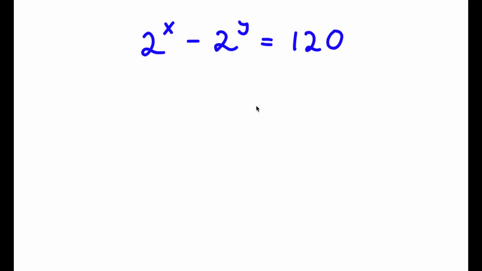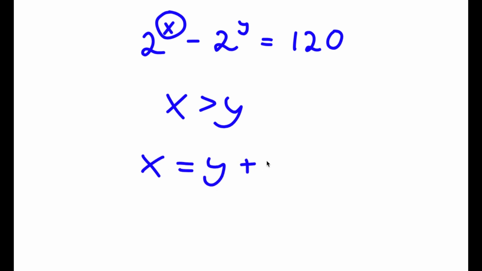Alright, so in this problem I have 2^x − 2^y = 120. At first glance, we can already tell that 2^x is greater than 2^y, because 2^x − 2^y is a positive number, meaning x is greater than y, because both of these have the same base. So because we know that x is greater than y, we can say that x is equal to y plus some variable k.